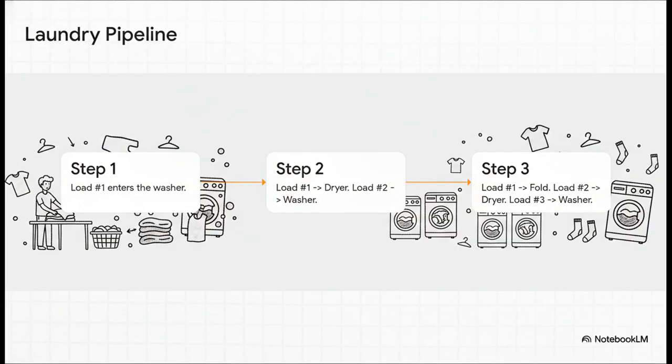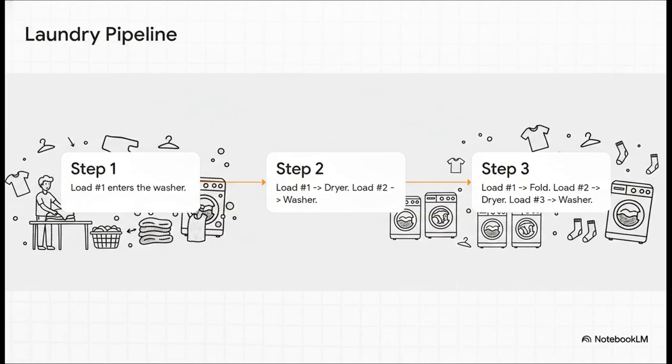And the absolute classic example for this is doing laundry. Think about it. First, you put load number 1 into the washer. Simple enough. But here's where the magic happens. As soon as that first load moves into the dryer, what happens to the washer? It's free, so you can immediately put load number 2 in. A little while later, you've got load 1 being folded, load 2 is in the dryer, and load 3 is just starting in the washer. You've got 3 things happening at once.